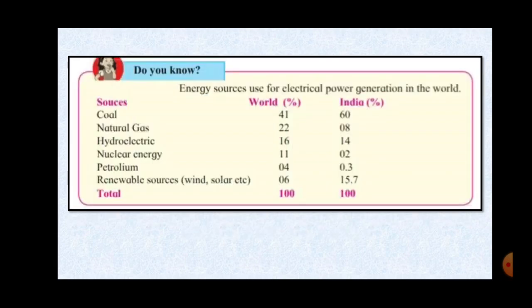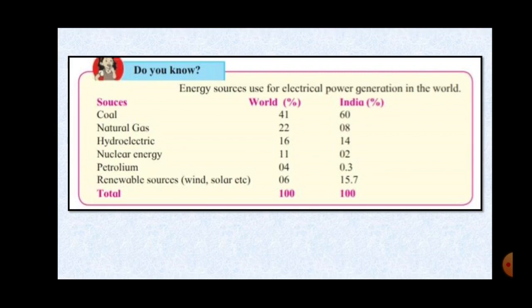This is just for your information that the energy sources which are used for the electrical power generation in the world, we are talking about the whole universe, and it is compared with India. Coal is used around 41% in the world, whereas it is used 60% in India. Natural gas 22% in world and 8% in India. Hydroelectric 16% in world, and in India it is only 14%, but much better than other plants.